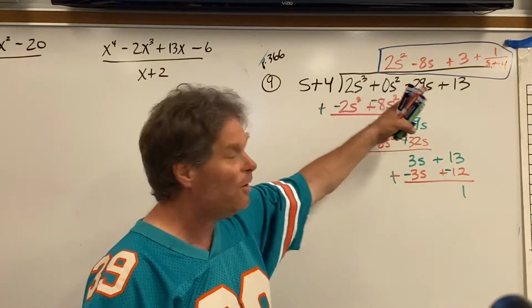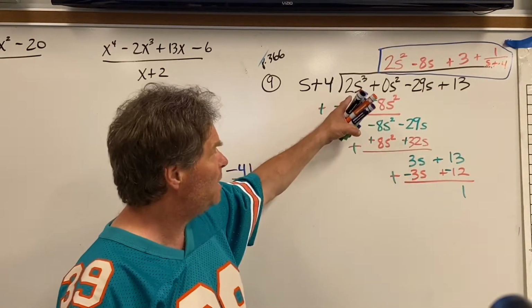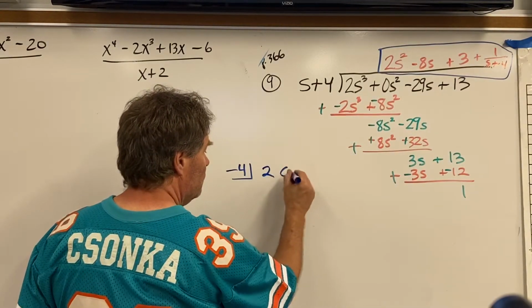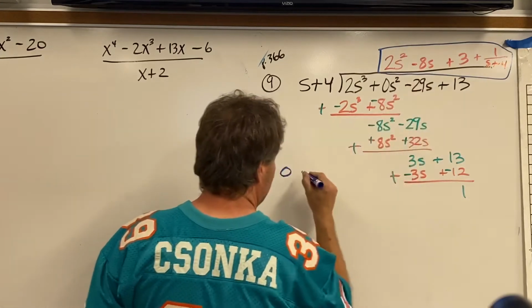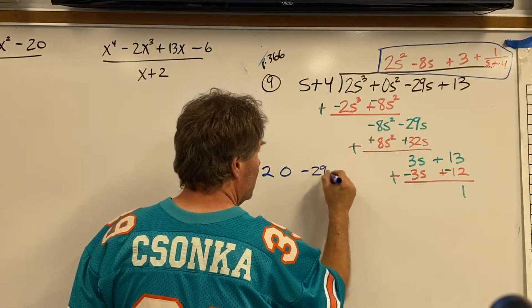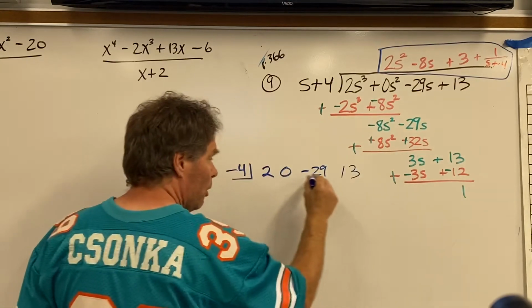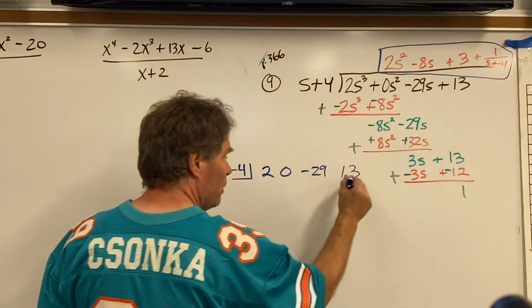You do not put in the variable parts. So 2s to the third plus 0s squared is going to be 2, 0. Minus 29s is going to be minus 29. And then plus 13 would be 13. So you just put all the coefficients, all the number parts, okay?